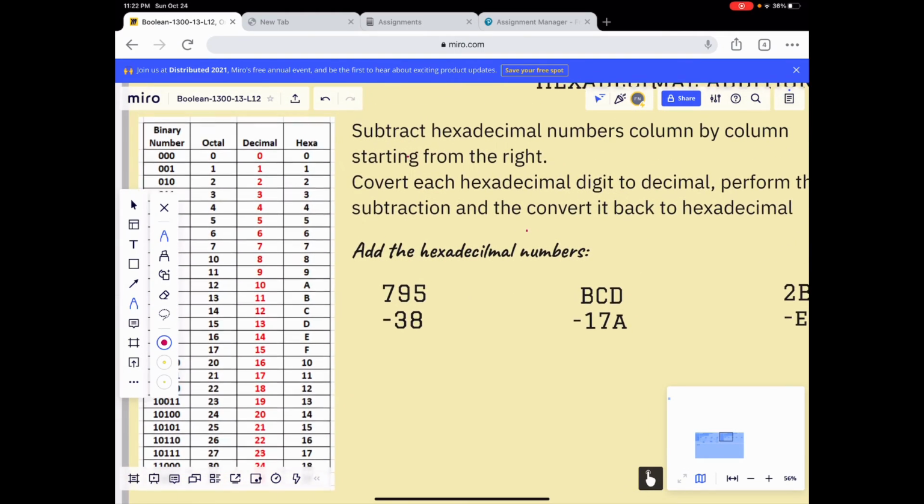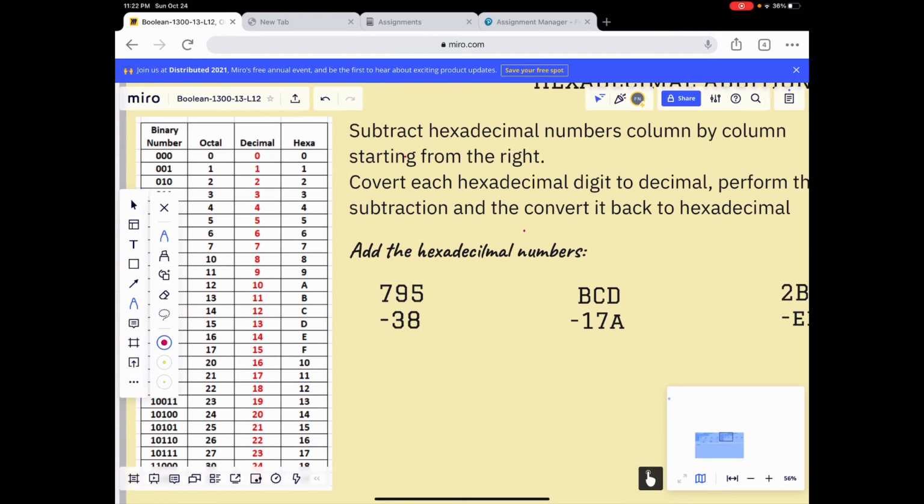Now, when you subtract hexadecimal numbers, you do the same thing, except instead of adding, you subtract. So you need to convert hexa to decimal. So I write out 5 minus 8.